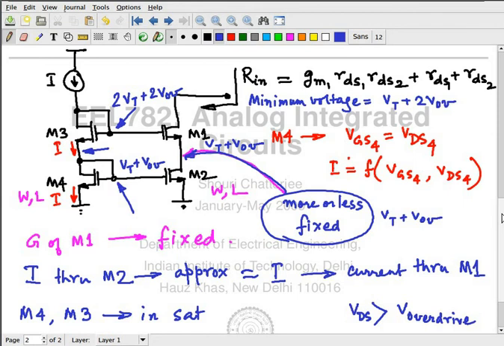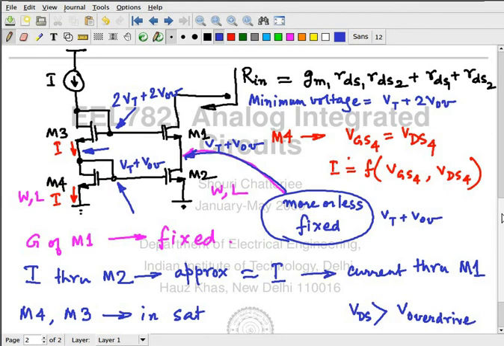We talked about the regions of inversion earlier on, right? If you want to maintain the device in strong inversion, then VOV has to be more than 6 kT over q, which is about 150 millivolts. If you want to maintain the device in weak inversion, then VOV has to be less than minus 6 kT over q, which is minus 150 millivolts. If you want to maintain the device in moderate inversion, then VOV is anything between minus 150 millivolts and plus 150 millivolts. These are the broad definitions.